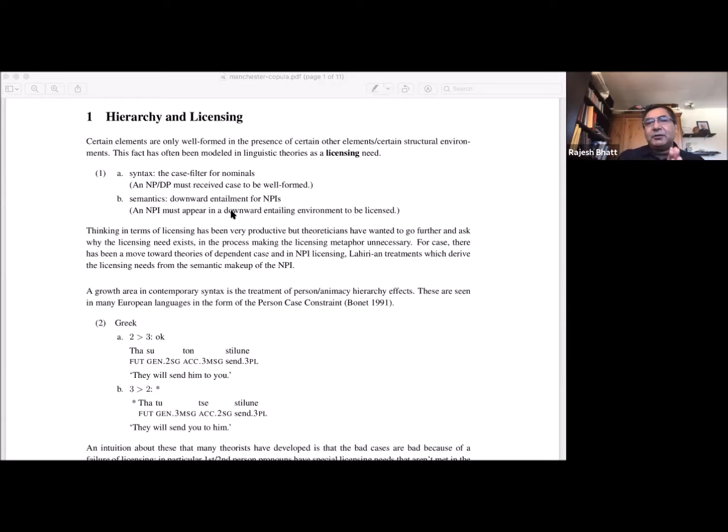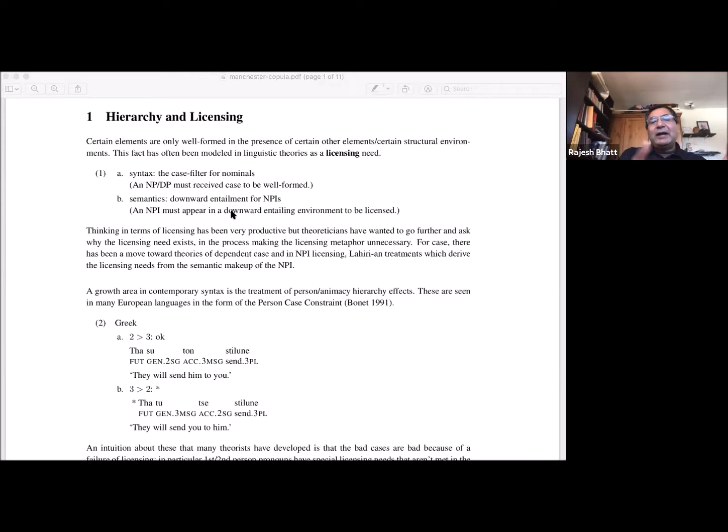But once you set up something in terms of licensing, theoreticians have always wanted to go further and ask why the licensing need exists. And then once you figure out why the licensing need exists, in many cases, you might make the licensing metaphor unnecessary. So one case where I feel we are moving towards something like that is with NPIs, because there people have come up with very interesting treatments where they say, look, let's look at how the NPI is set up. And once you understand how it's set up, then maybe its distribution will fall out from its meaning, from where it can be used. And then you don't have to say something about licensing, okay?